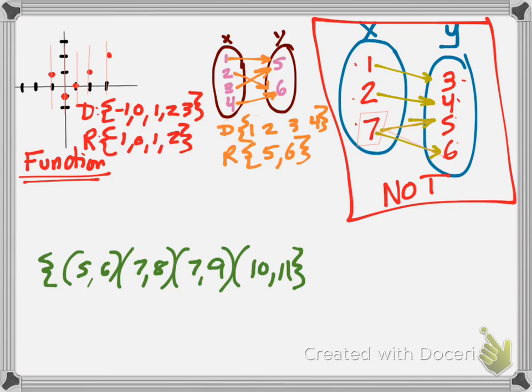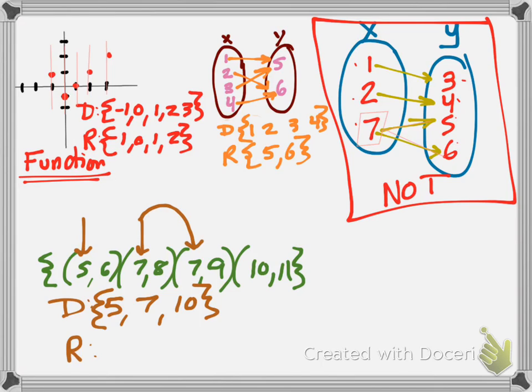Then we have a set of points. If I want to list the domain and the range, I'm going to do so in order, and I'm going to do it without repeating any values. So I have 5, I have 7. I've already got the 7 taken care of, so I don't need to write it twice, and then I have 10. For the range, 6, 8, 9, and 11. And we're done. That's it.